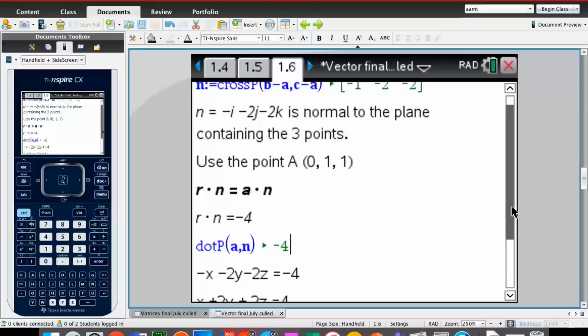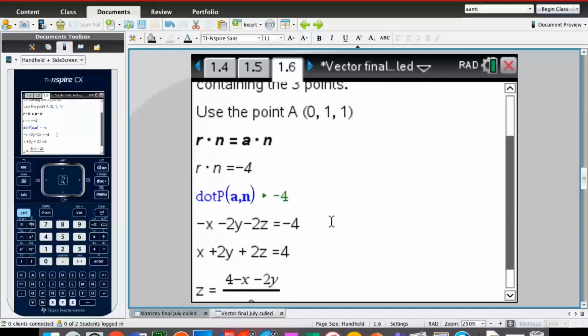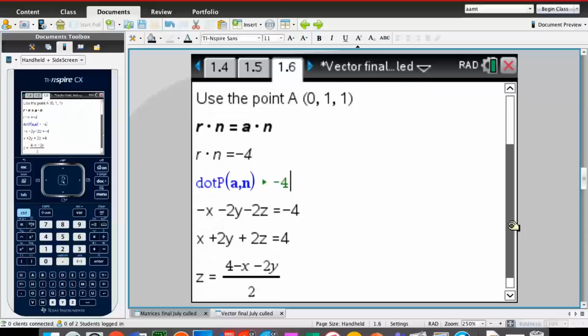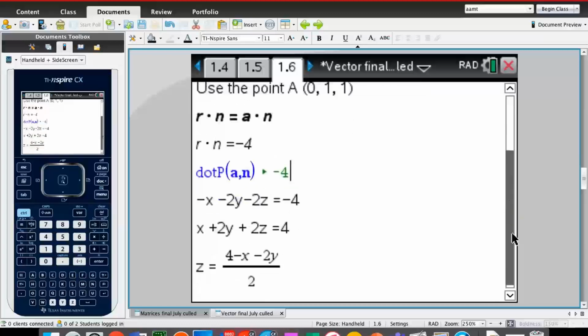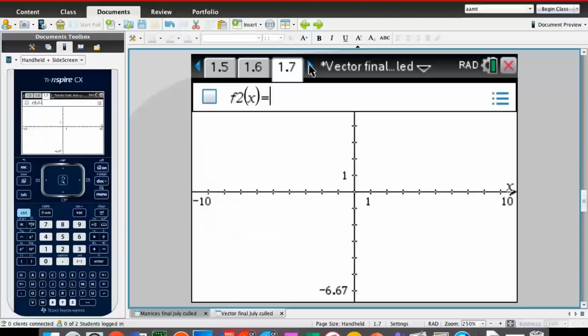And then we can rearrange that equation. So we get negative x minus 2y minus 2z equals -4. Rearrange that. So we then get z equals 4 take x minus 2y. And we can graph that. So the last part of the question was to graph that.